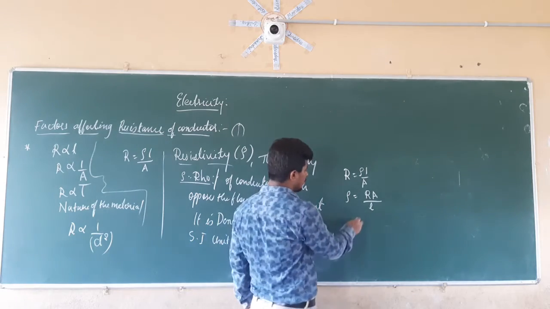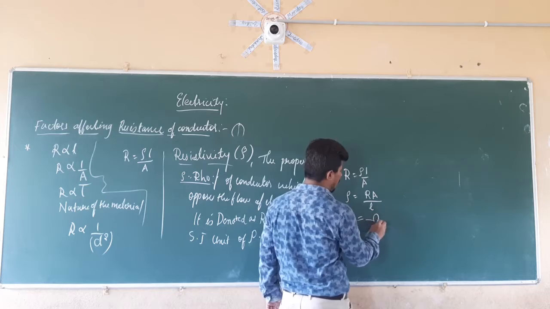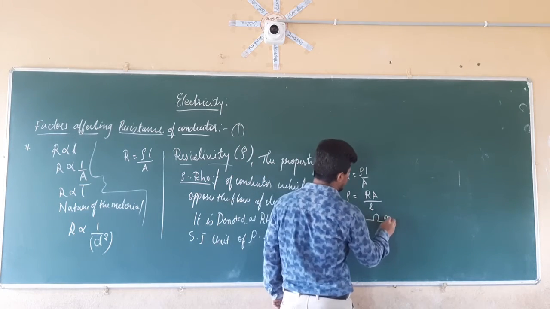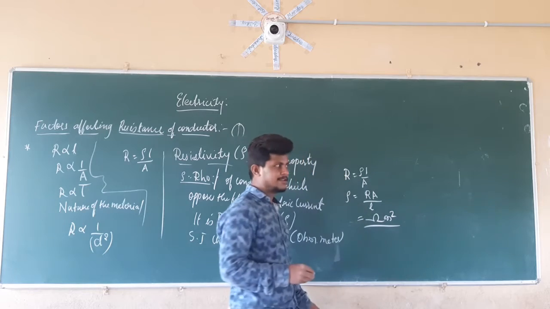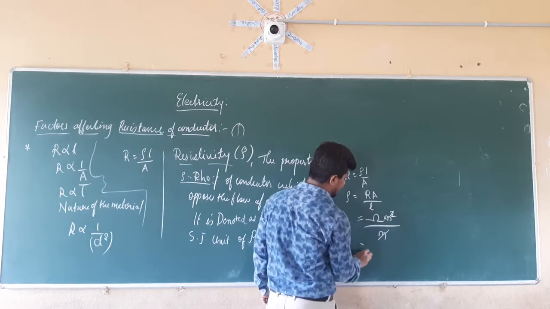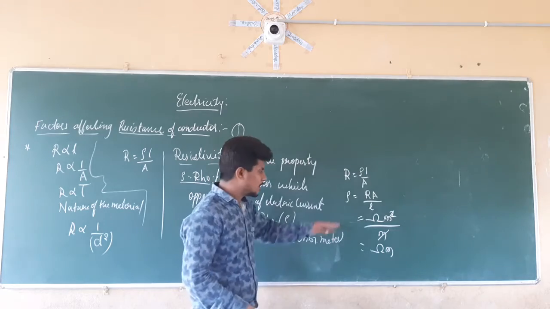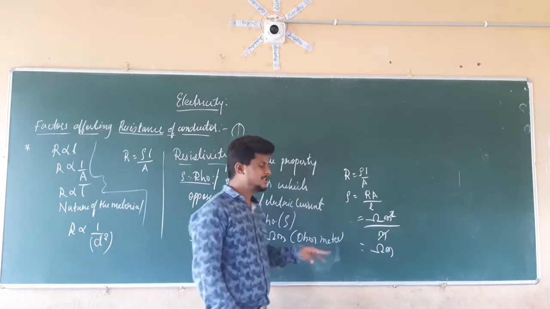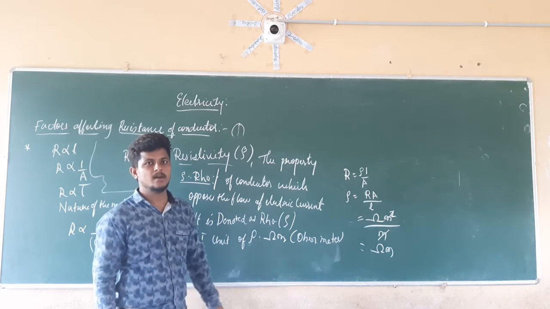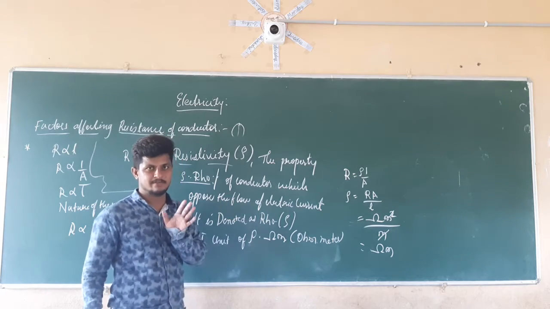So what is the SI unit of the resistance? We already know that it is ohm. What is the SI unit of the area? We already know that it is meter square. Whole divided by the SI unit of the length, which is meter. So 1 meter gets cancelled here. What remains there is nothing but ohm meter. Because of that, the SI unit of the resistivity is the ohm meter. Right? This is all about the resistivity.